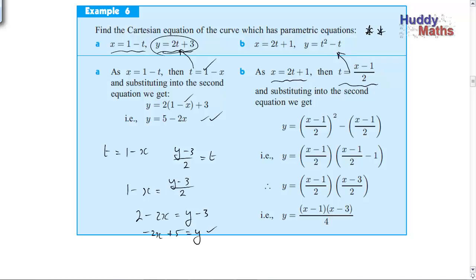Now that's not a bad trick here, because it's not easy to rearrange this to get an expression in t, is it? Because of t squared take 2. You've got two different powers of t, so an explicit statement of t in terms of y is not going to be straightforward. You can't do it. And so we will use this substitution method. All right, so think of those approaches.